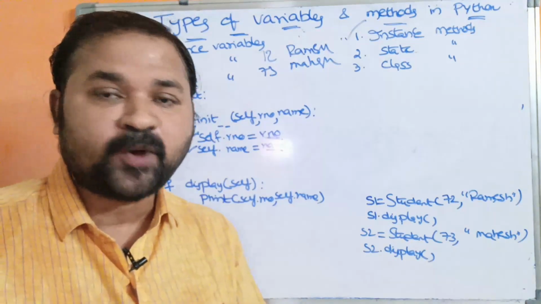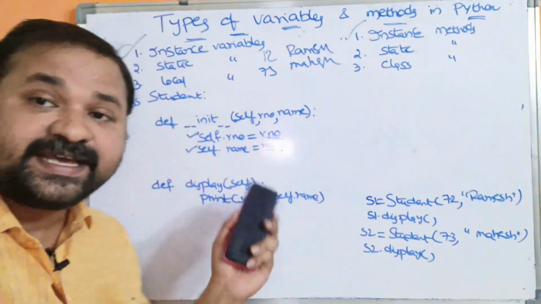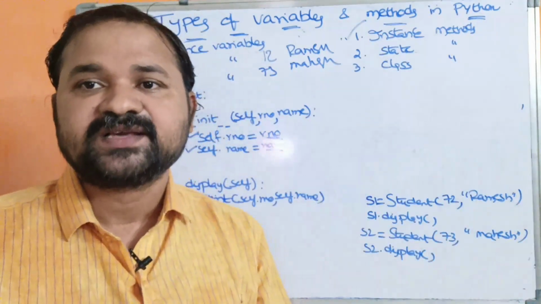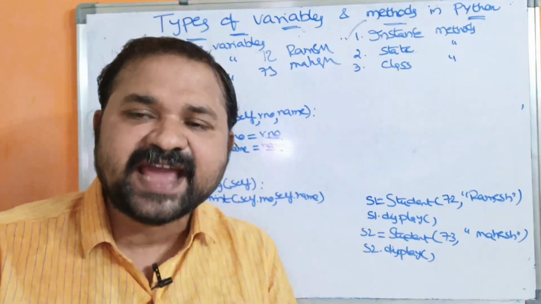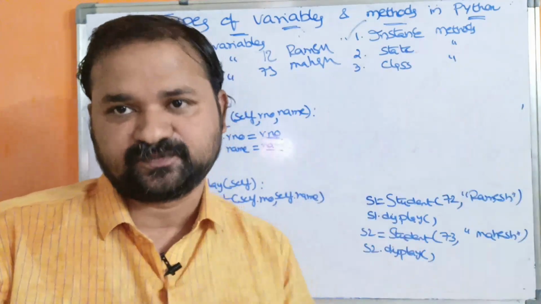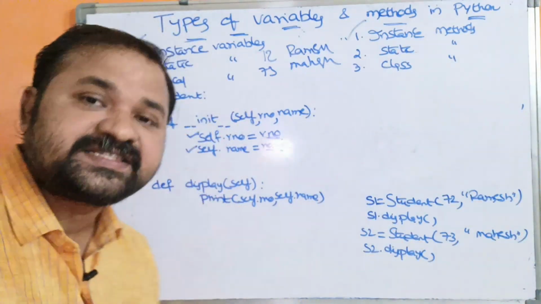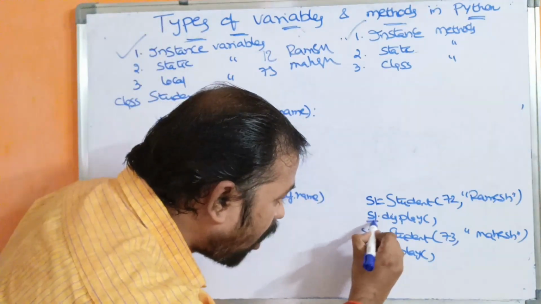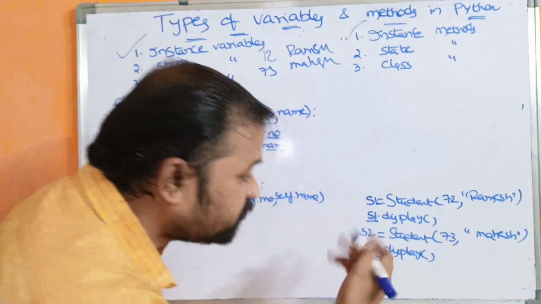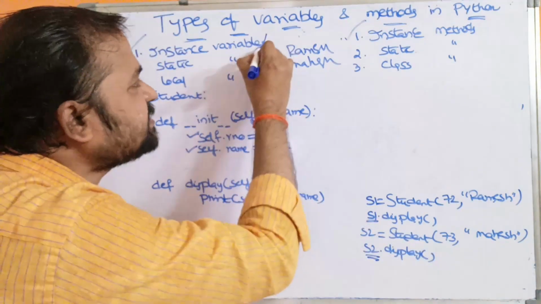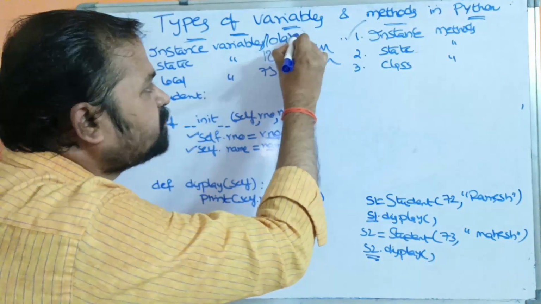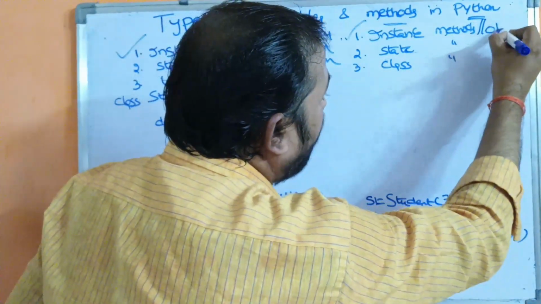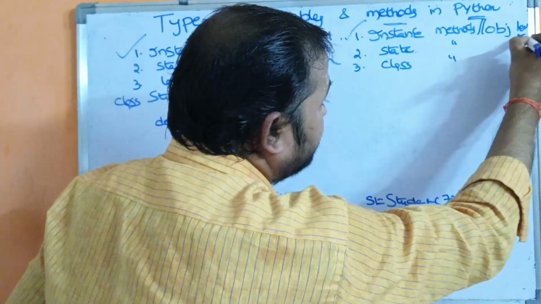One more important point is that an instance method is also useful in order to access the static variable. So by using an instance method we can access a static variable also. How can we access the instance method? An instance method is always accessed by using the object: s1 dot display, s2 dot display. Why? Because an instance variable is called an object level variable, and an instance method is called an object level method.